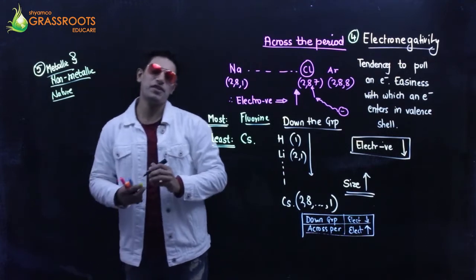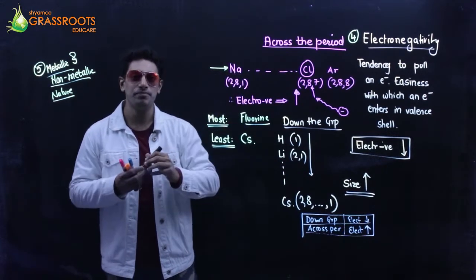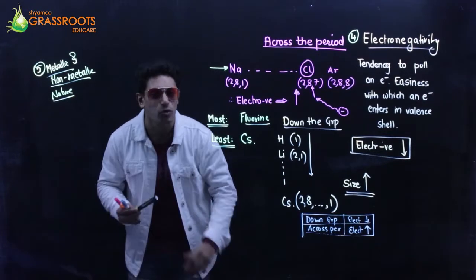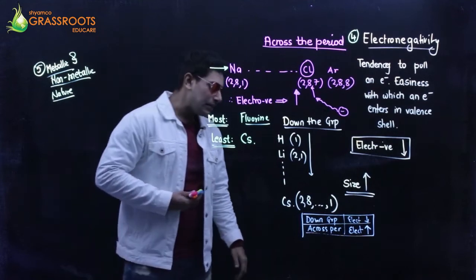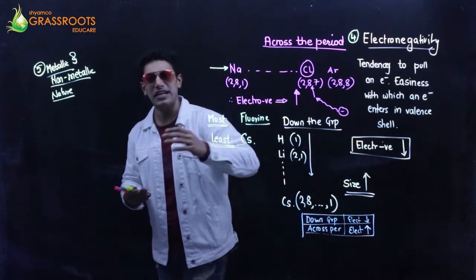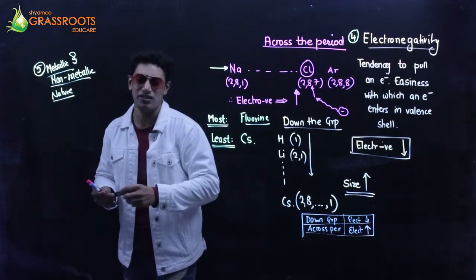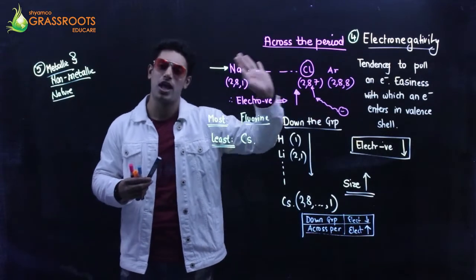Okay, now it's very simple. As I said, as we go across the period, what is metallic character? What do you mean by metallic nature? Metallic nature is the tendency of losing an electron. The easiness with which an electron goes out of the last shell.